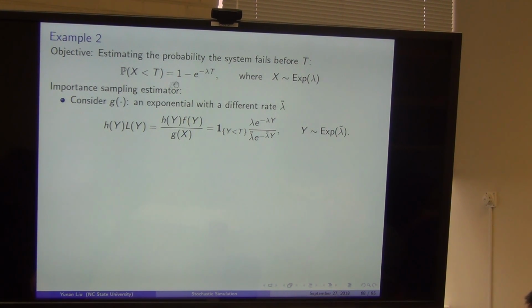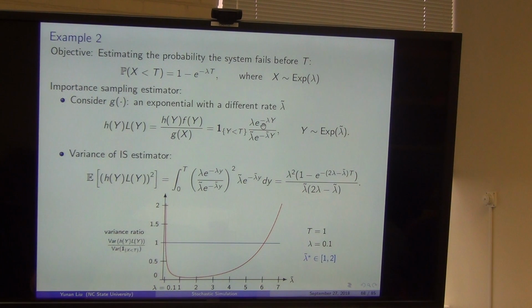How would you estimate this probability? Well, the crude Monte Carlo simulation would be this indicator. So that's h. F is the original distribution with lambda, and g is the new distribution with lambda tilde. You can combine things a little bit, and you get this.